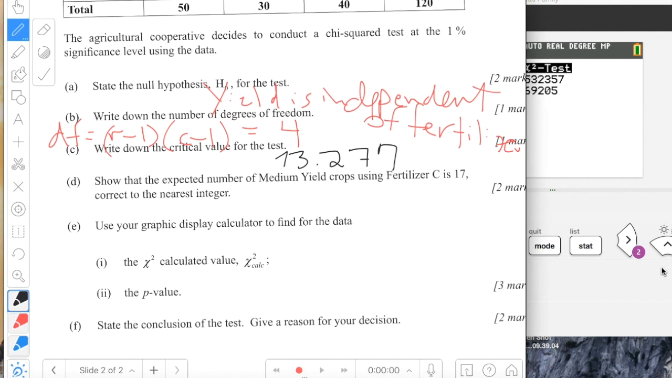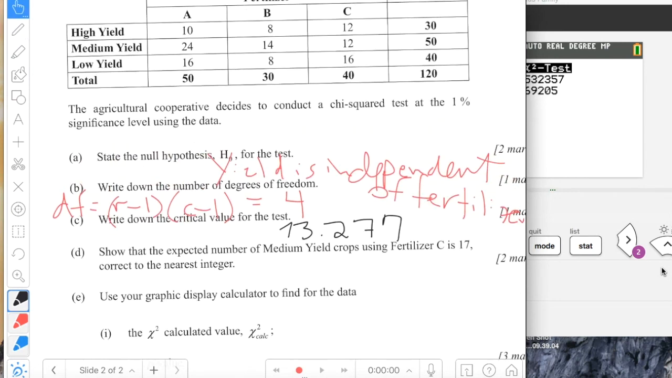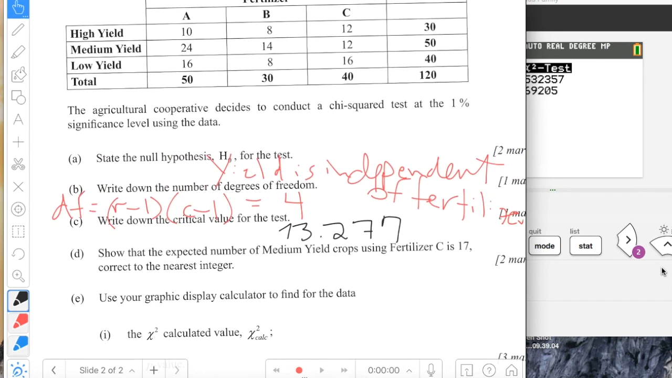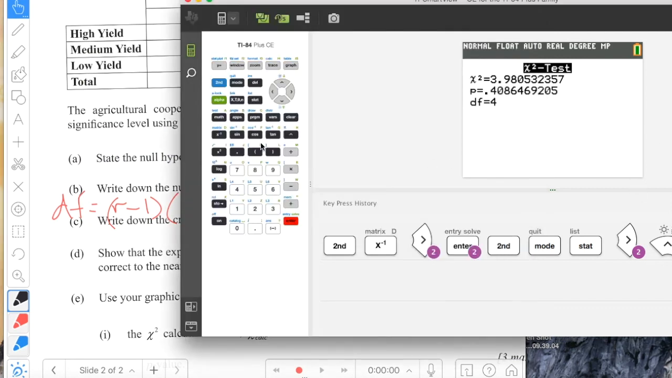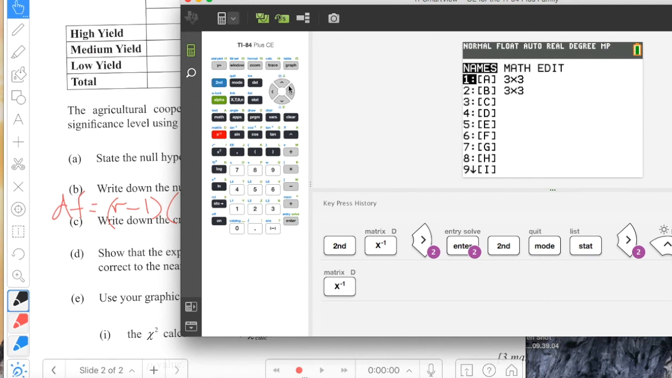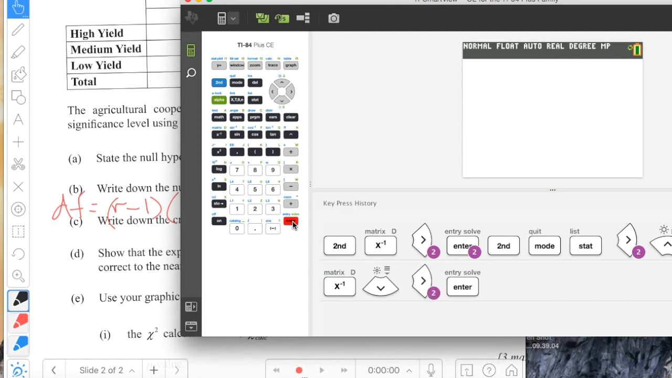Okay, so we're going to look at the expected number of medium yield crops using fertilizer C. Medium crops, fertilizer C. So that's in this position in the matrix. We could go back and look at the matrix here and see that they did in fact calculate 17. Look at matrix B now because that's where it's written. And if I look over here to the right, I don't see 17 anywhere.